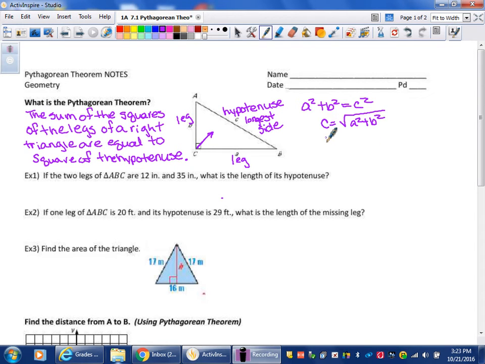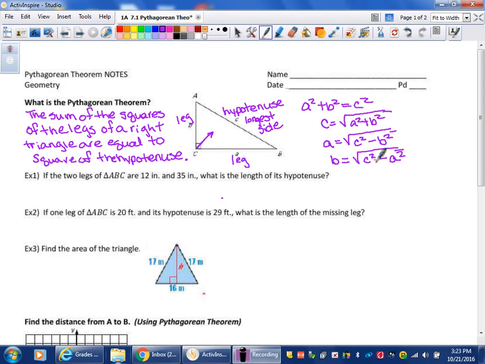Now, if they wanted you to solve for a leg, like say leg A, it would be the square root of your hypotenuse, c squared, minus the other leg squared, b squared. Same thing if you were solving for b, except now you're going to do your hypotenuse squared minus a squared. Okay? These are real good shortcuts for you to learn. Basically, if they give you c, you subtract. If they don't give you c, you add.